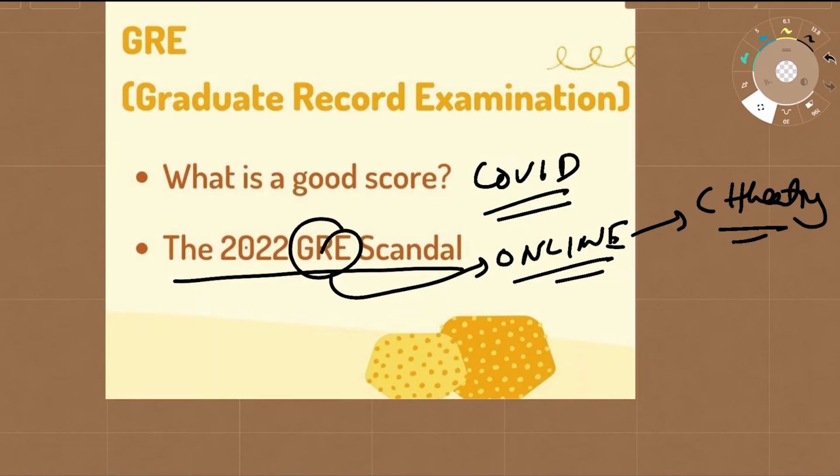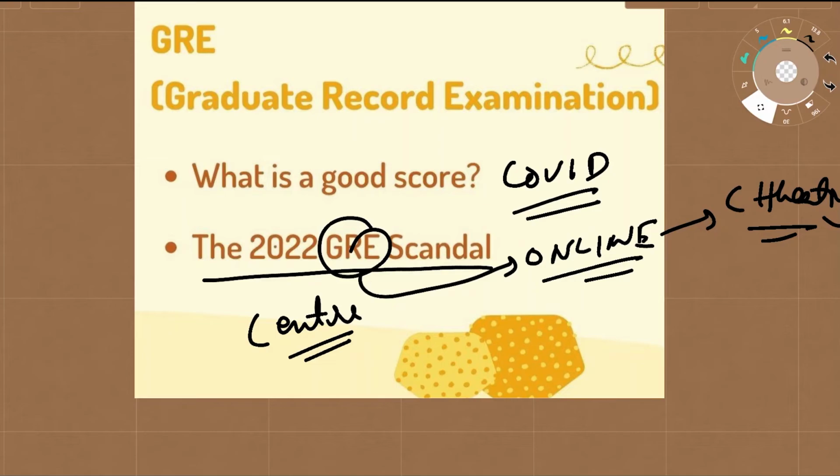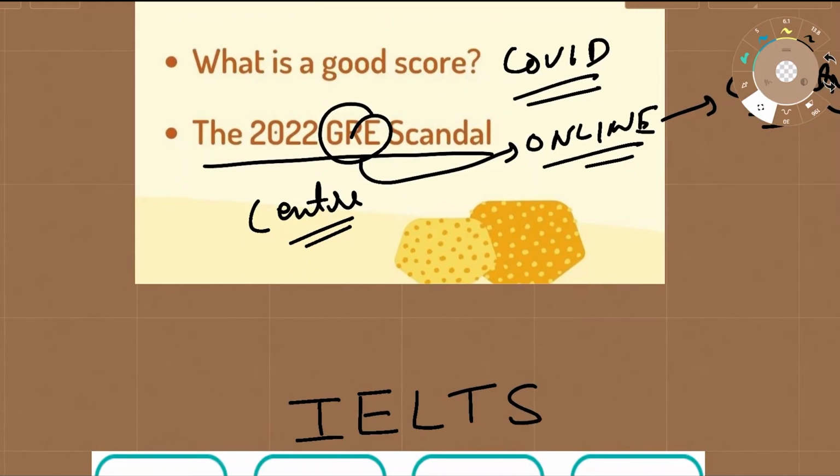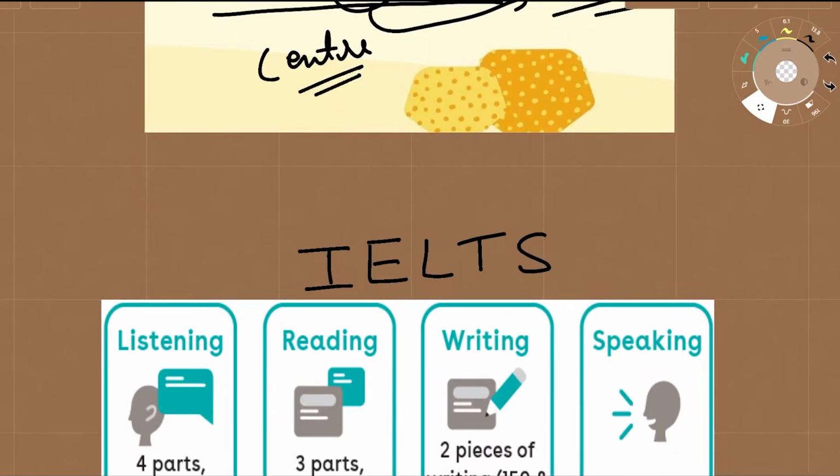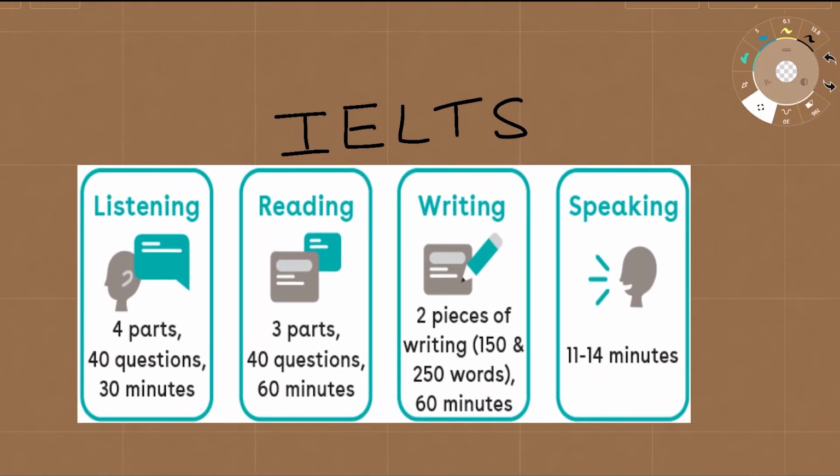So I would suggest you write the GRE by going to the center if possible. So I would suggest you guys to please avoid these methods. And I just thought that you should be aware of the fact that this is happening around you.